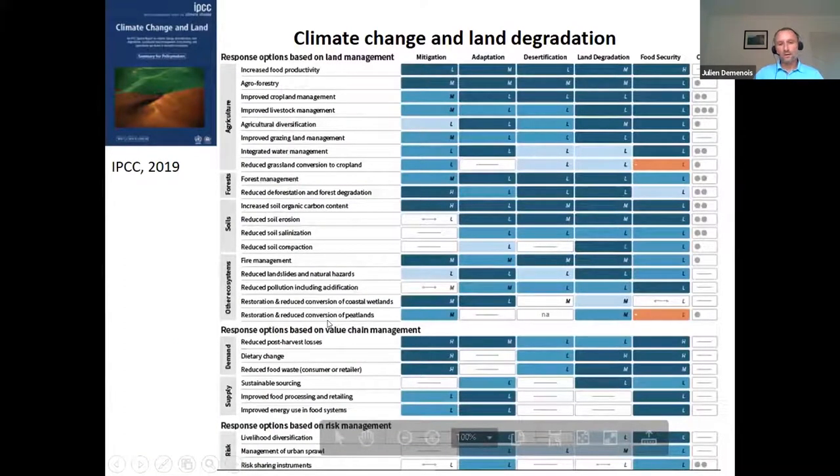So now let's have a look at the solutions to prevent these nutrient losses and have a positive impact on the carbon sequestration and adaptation to climate change. This figure is coming from the IPCC report, special report on land, and they assess several options based on land management and the impact of those several options on several factors or phenomena: mitigation and adaptation to climate change, desertification, land degradation, food security, and also the cost of implementation of those different solutions.